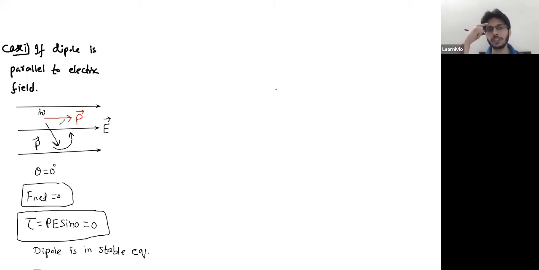Is this explanation clear? Yes. Initially it's parallel. If you disturb it, then the angle is not 0 now. Some non-zero torque will act on the dipole and that torque will again bring this dipole to the same position. That's why this is stable equilibrium. Case 2.